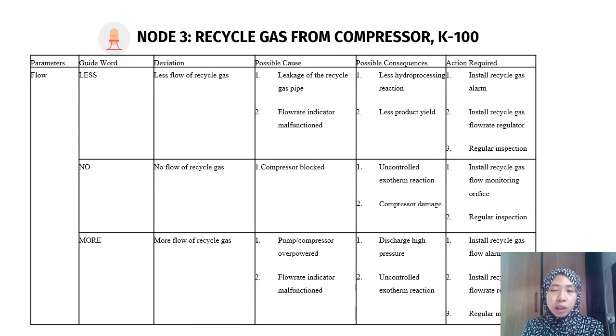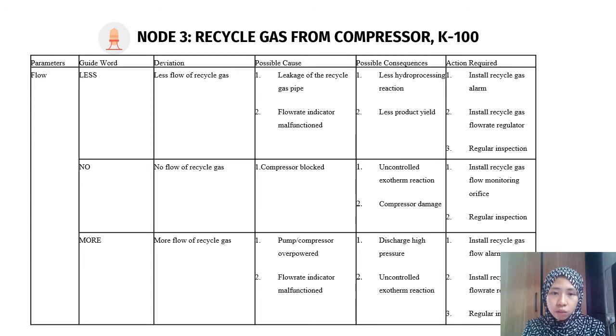For node 3, recycle gas from compressor, the parameter is flow. For less flow of recycled gas, the possible causes are leakage of the recycled gas pipe or flow rate indicator malfunction. The consequences will be less hydroprocessing reaction or less product yield. The action required is to install a recycled gas alarm, install a recycled gas flow rate regulator, and do regular inspection.